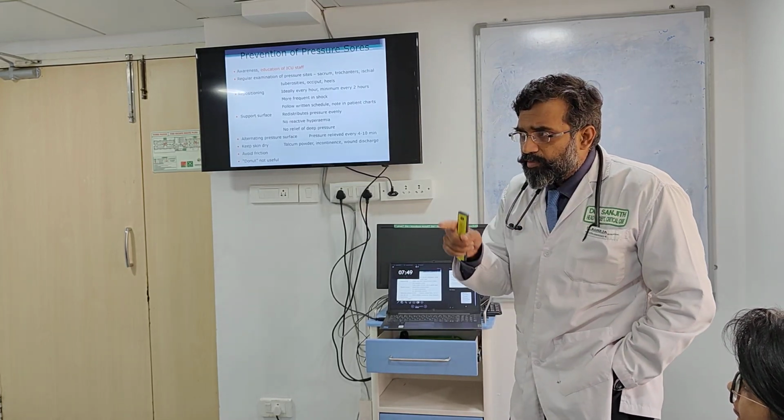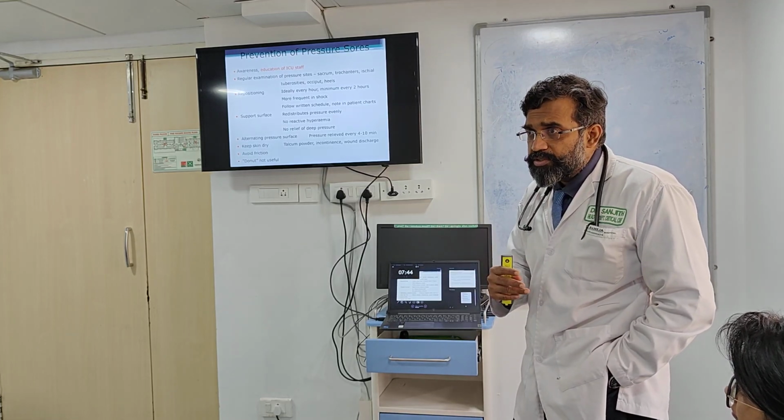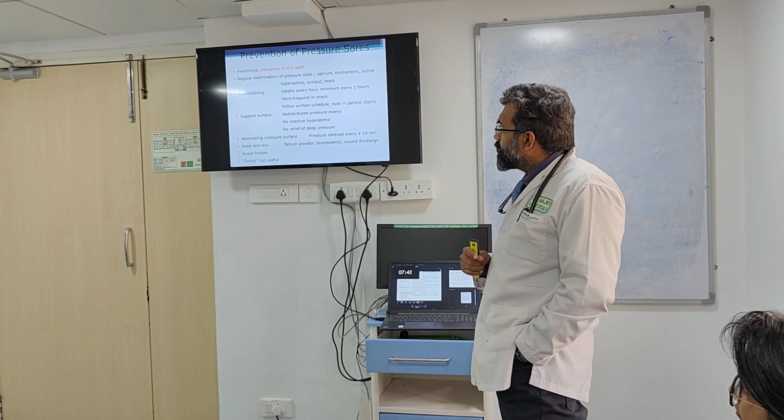That is why we have a body clock that we place at the bed end, at the foot end, and you have to follow the body clock. So every 2 hours you are changing the position. It's very essential. And this is more frequent actually.